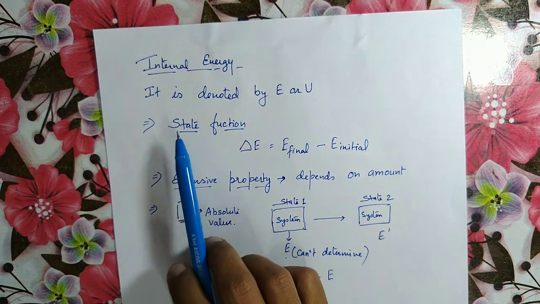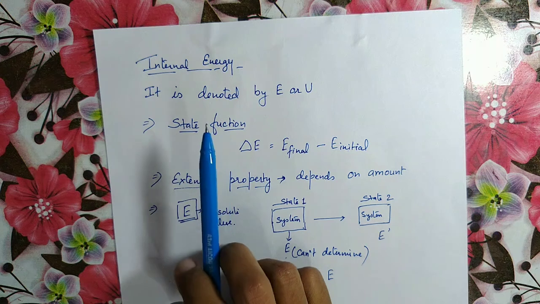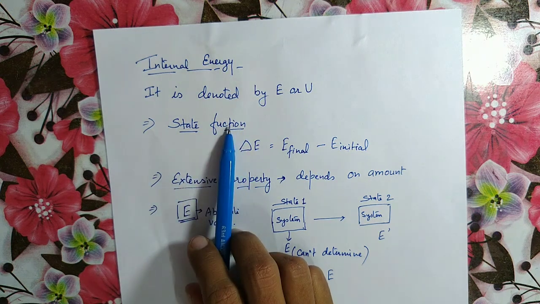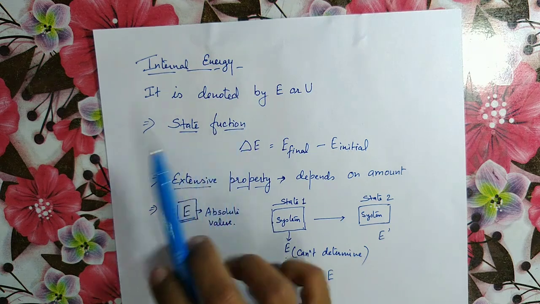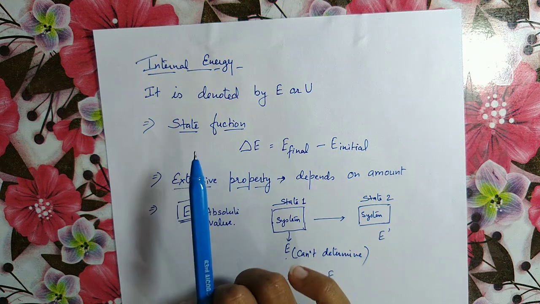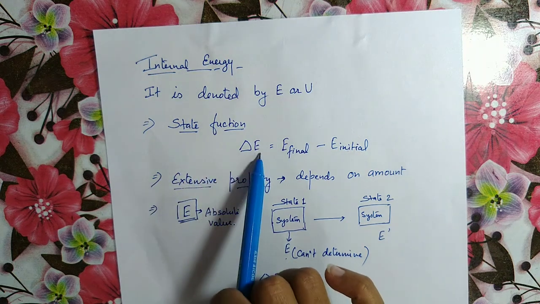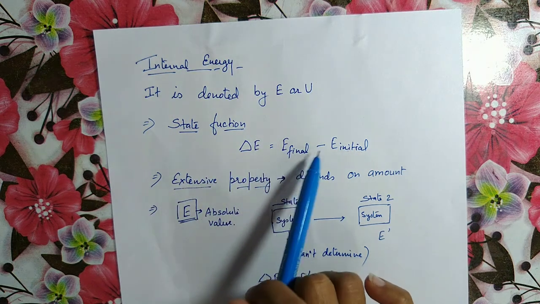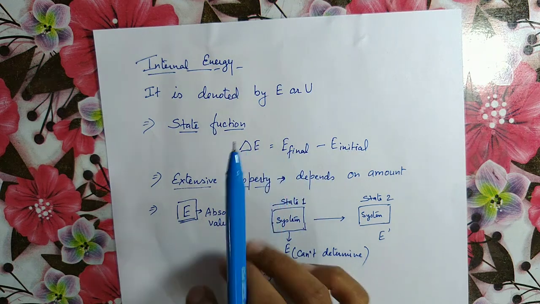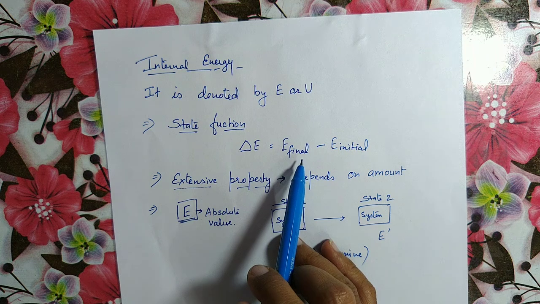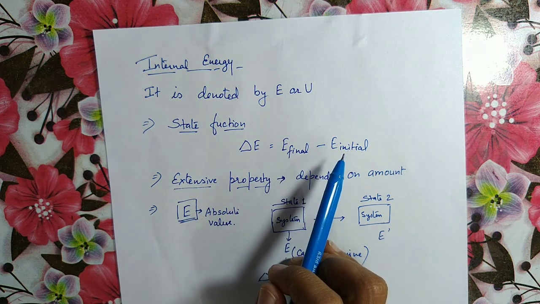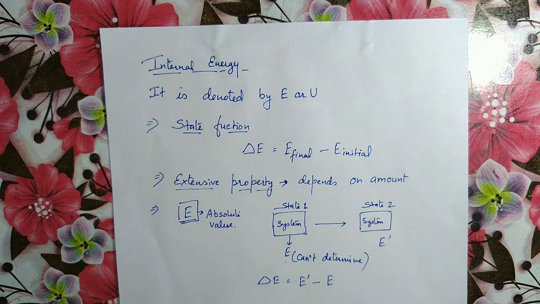This internal energy is a state function. It means it depends upon the state of the system, not on the path of the change, right? That is, del E is equal to E final minus E initial. What is E final? It is the internal energy of the final state, and E initial is the internal energy of the initial state.